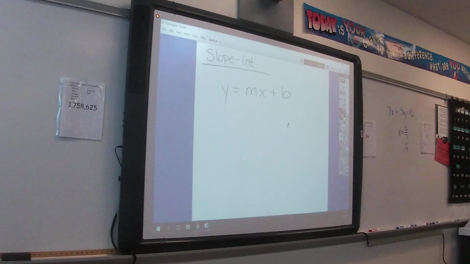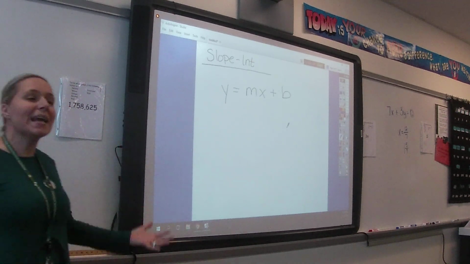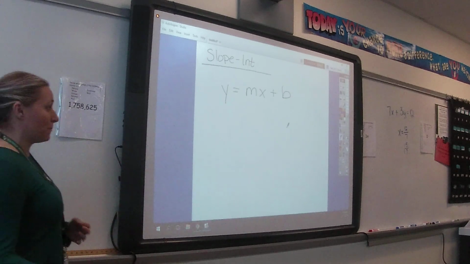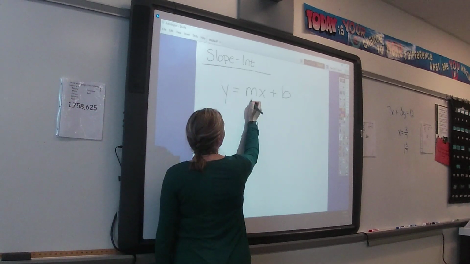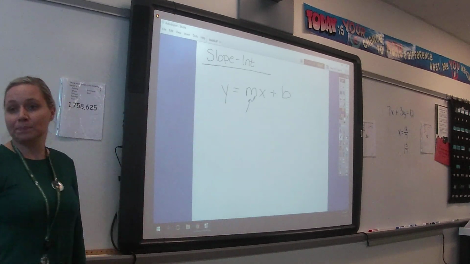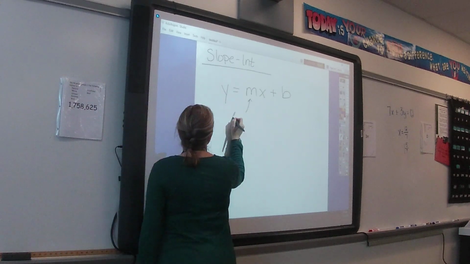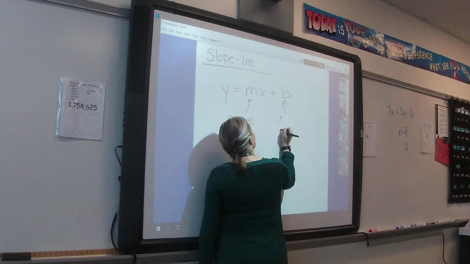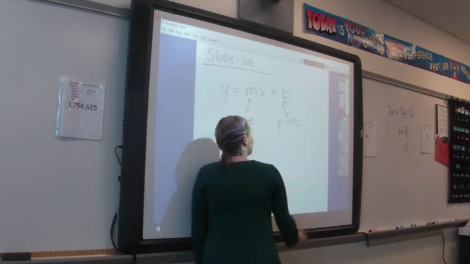Okay, slope-intercept form is in the form y equals mx plus b. So standard form is ax plus by equals c. Slope-intercept form is y equals mx plus b. Good news, we already know what m stands for. What is m? Slope. B represents our y-intercept.